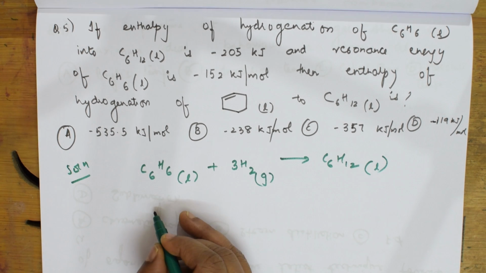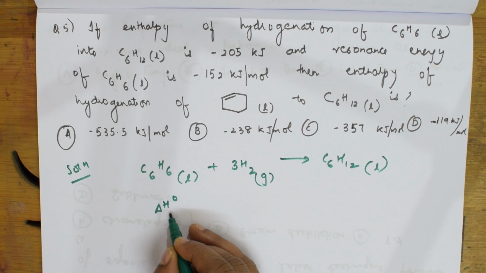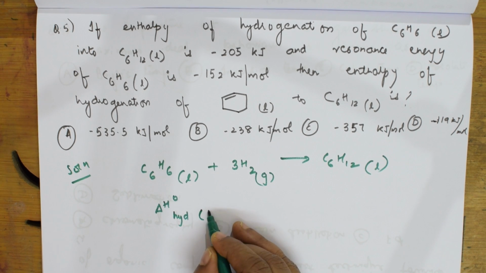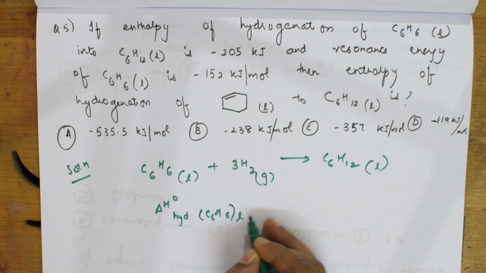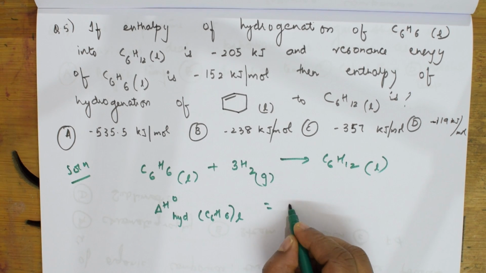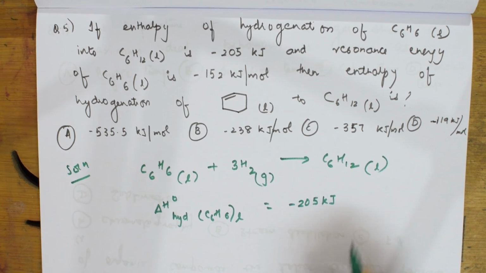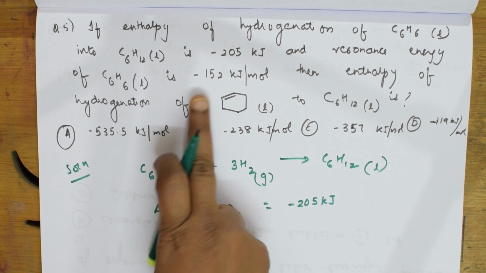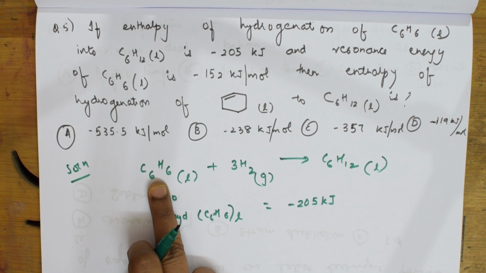Now what did they say? The enthalpy of hydrogenation, delta H HYD. This is the enthalpy of hydrogenation of which one? C6H6 liquid. How much was it? It is minus 205 kilojoules, correct? Yes. Then this benzene is on the reactant side. So if benzene is on the reactant side, I have to add resonance energy to this. They've given resonance energy also. So I have to add the resonance energy of benzene with a sign. Correct? Yes.